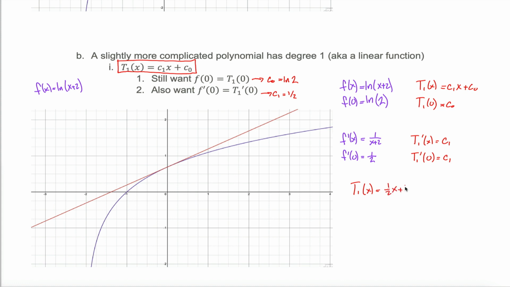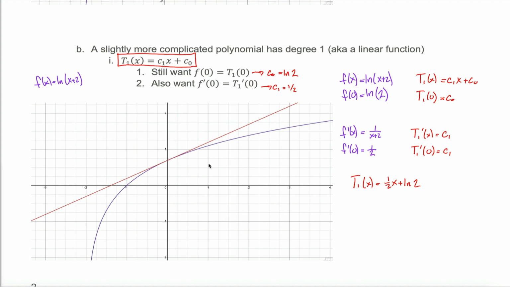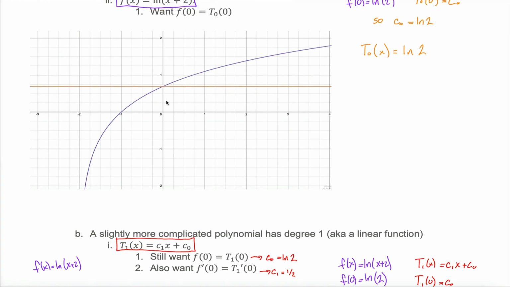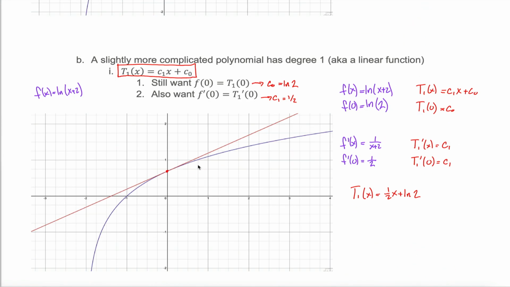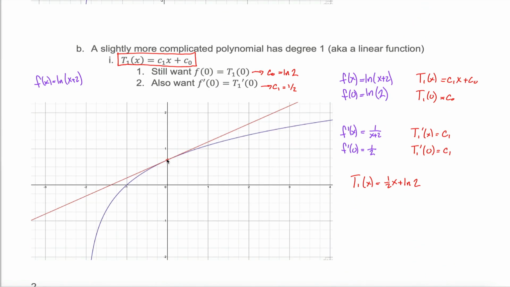What I'm saying is the first degree polynomial that best approximates this graph in purple is the polynomial 1/2 x plus the natural log of 2. And that polynomial is what you see pictured in red here. Note that when x equals 0, these two functions have the exact same height, just like we saw up here in orange. But now, not only do they have the same height at x equals 0, they also have the same slope at x equals 0.